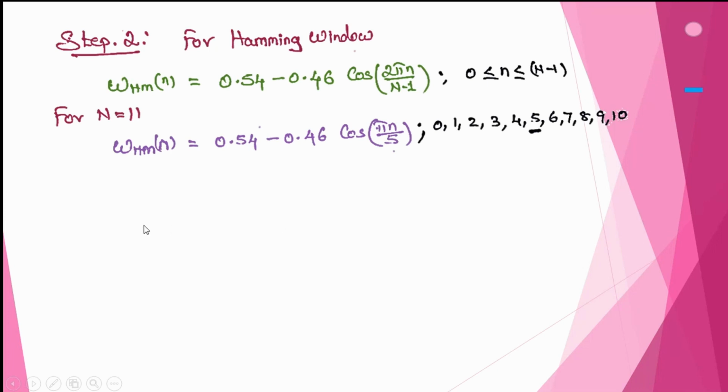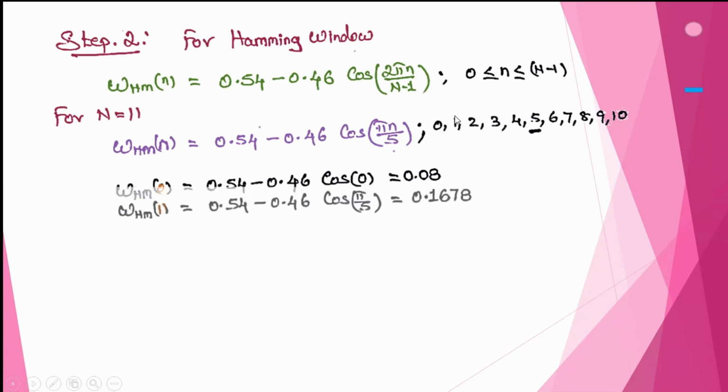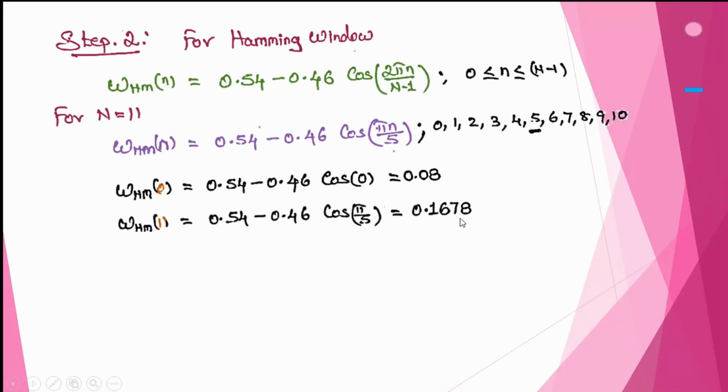So again, we are going to substitute this n value, which varies from 0 to 10, and solve for those values. First we substitute n equal to 0. So omega hm of 0 is equal to 0.54 minus 0.46 into cos 0. If you substitute n value 0, you get cos 0. So totally we get the value 0.08. Then go for the second value, n is equal to 1. So you get a value of 1.678.